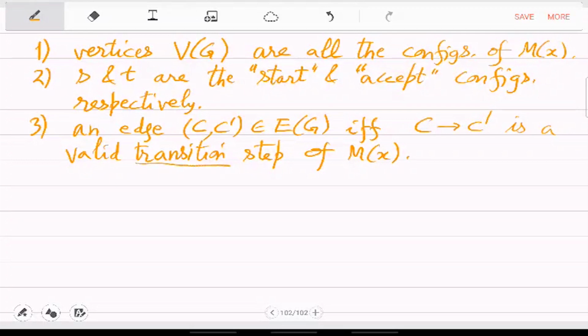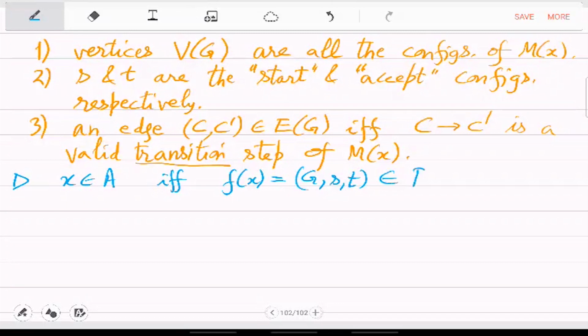It's obviously directed because C to C prime being an edge doesn't mean that there is an edge from C prime to C. Right? The computation, the transitions, may not be reversible, and you can conclude immediately that x is in A if and only if this G comma S comma T instance is in path. Right? x is in A means that there will be an accepting path, which is what G comma S comma T in path says. So this is clear.